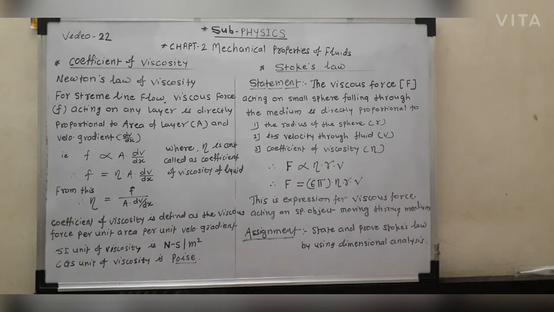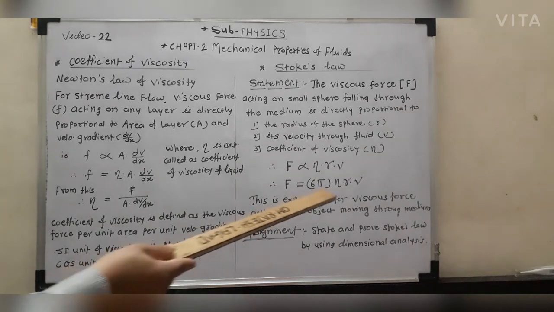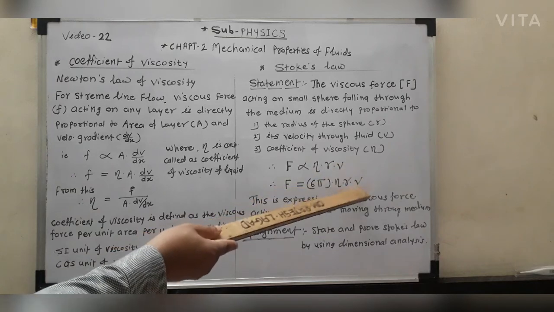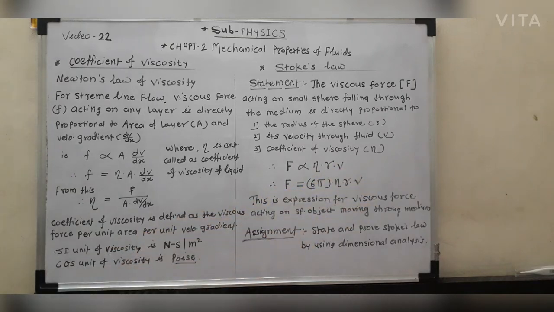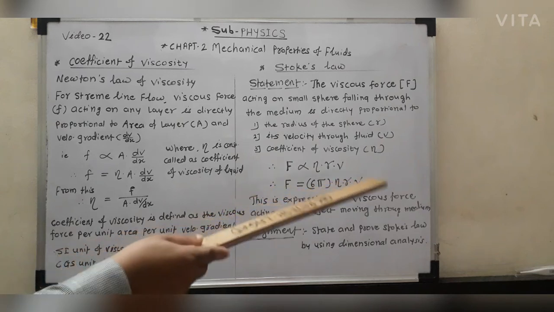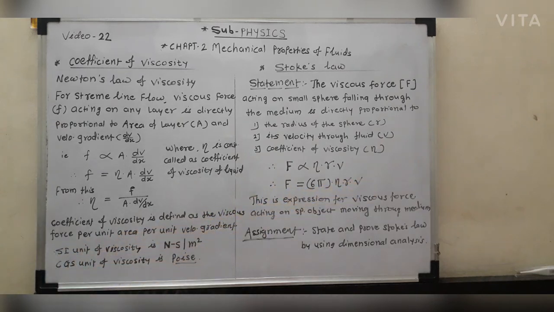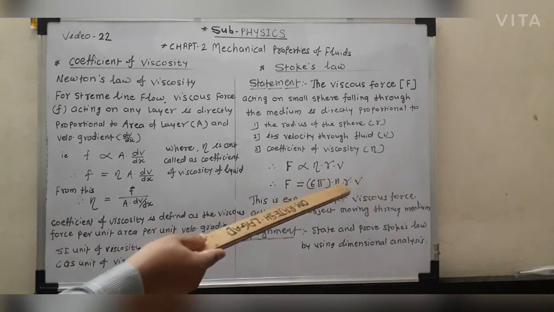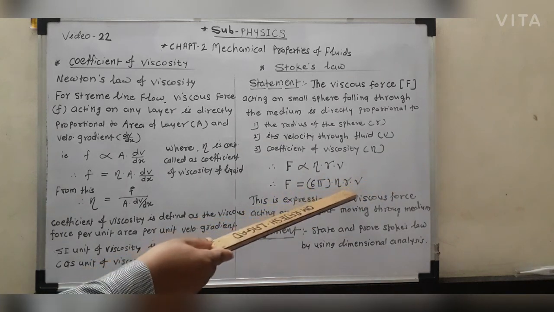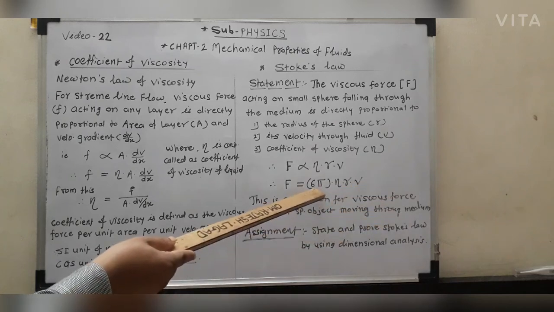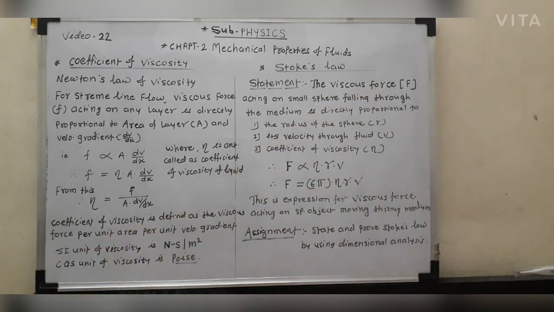Then you compare the indices on both sides and find the values of the indices a, b, c, that is, eta raised to a, r raised to b, v raised to c. By comparing the dimensions on both sides and substituting, the values of a, b, c are all 1, and F is equal to k eta r v, where the constant k is equal to 6 pi. Therefore, F is equal to 6 pi eta r v.